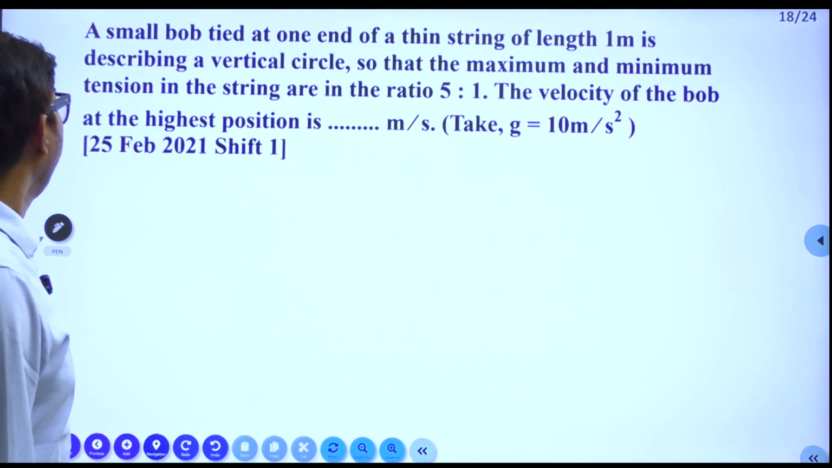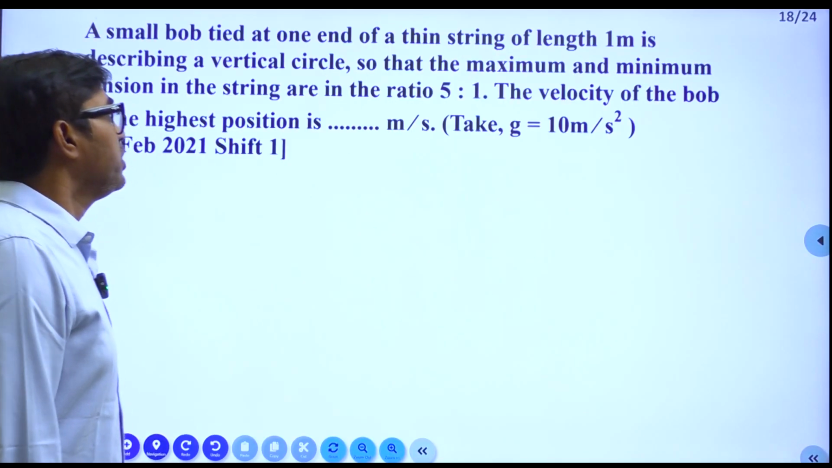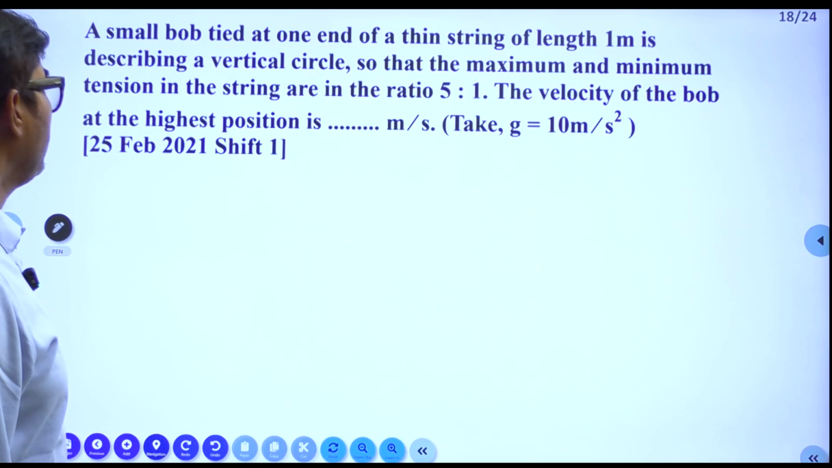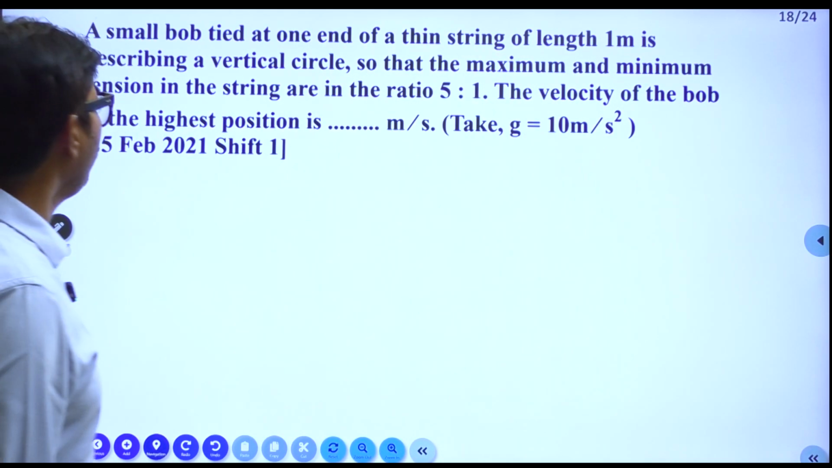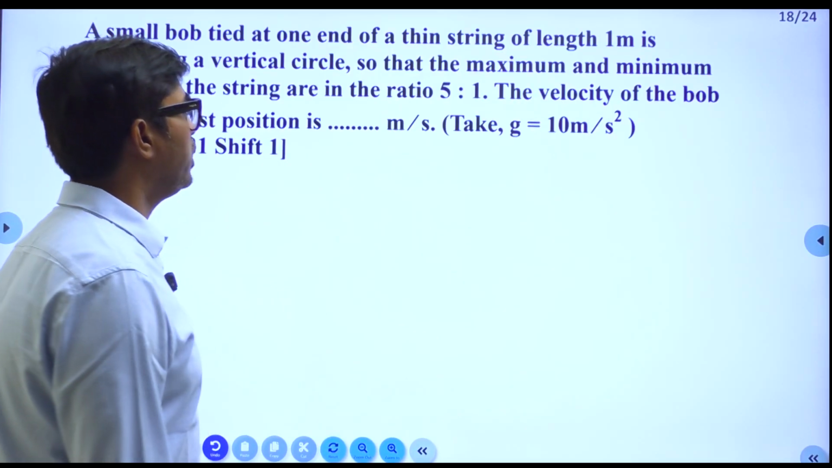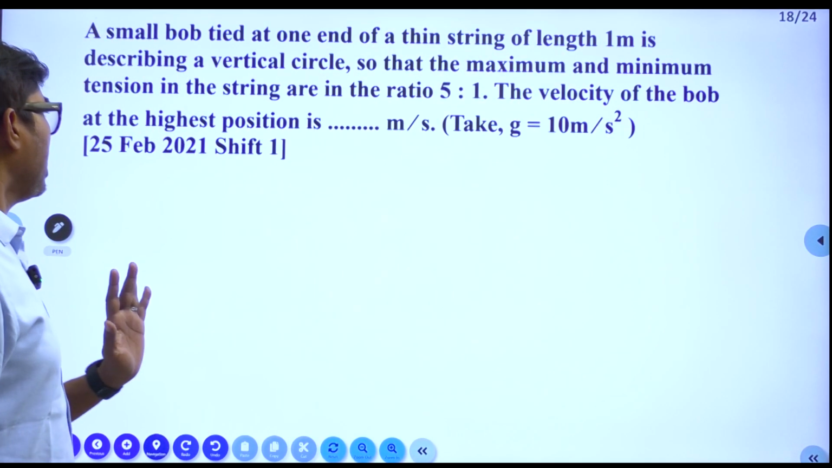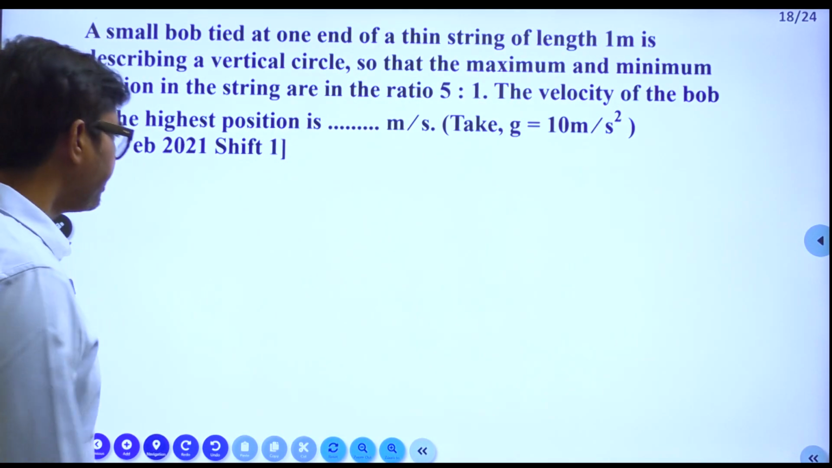Okay, then next. A small bob tied at one end of the string of length 1 meter is describing a vertical circle, so that the maximum and minimum tension in the string are in the ratio 5:1. Velocity of the bob at the highest position is, okay.